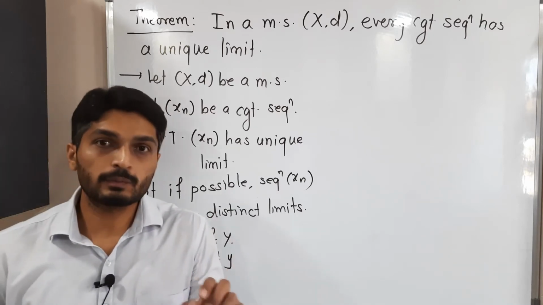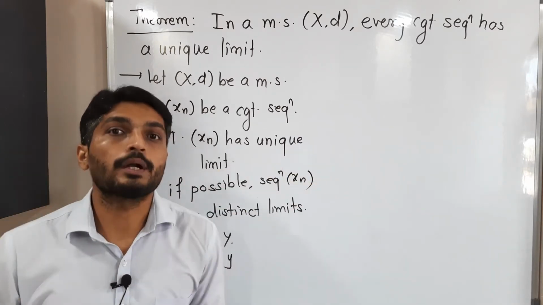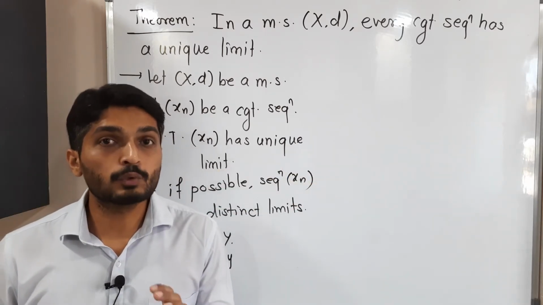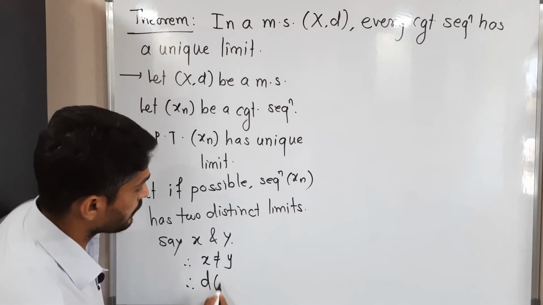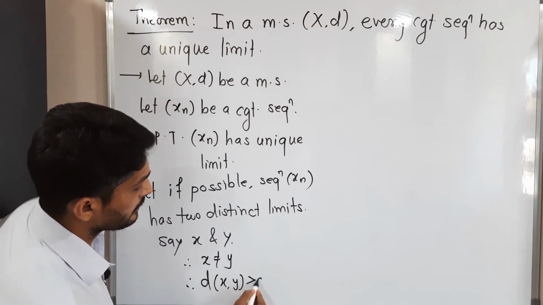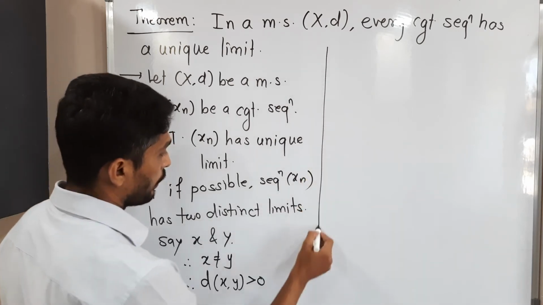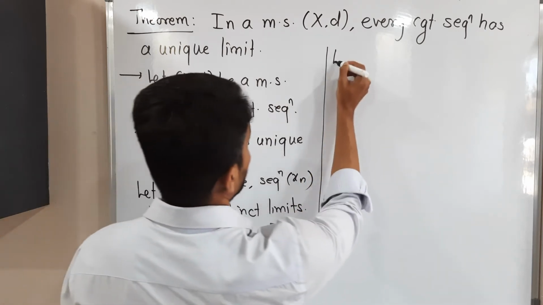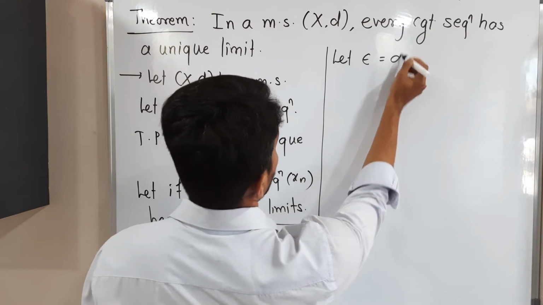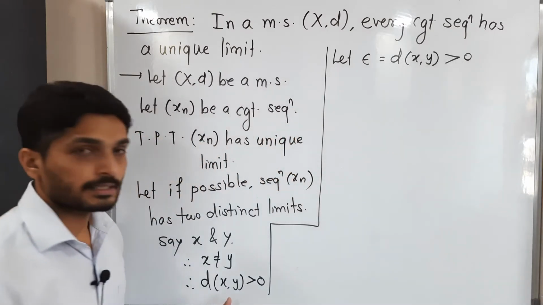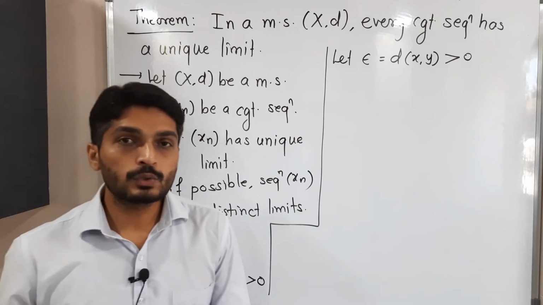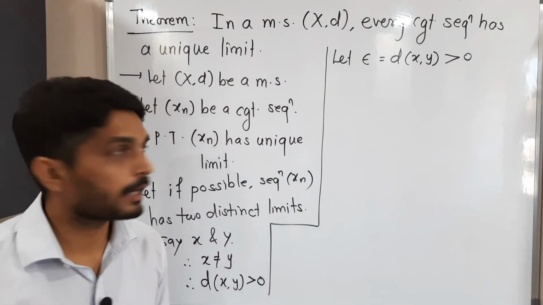So x is not equal to y. We have two distinct points. So definitely there is some non-zero distance between them. So therefore the distance between x and y is greater than 0. I will call it epsilon. Let epsilon be equal to the distance between x and y, and obviously it is greater than 0. Okay, so let us start with the information which we have.